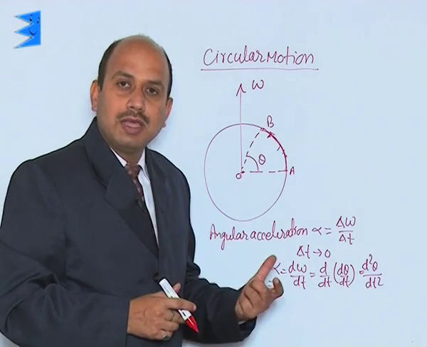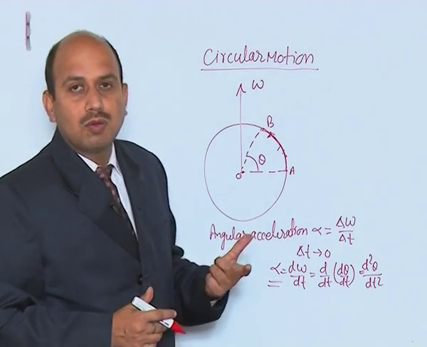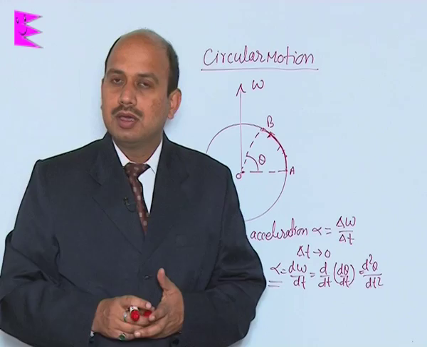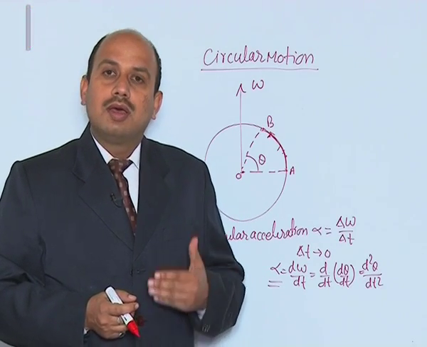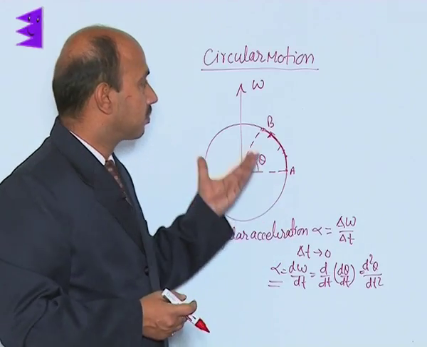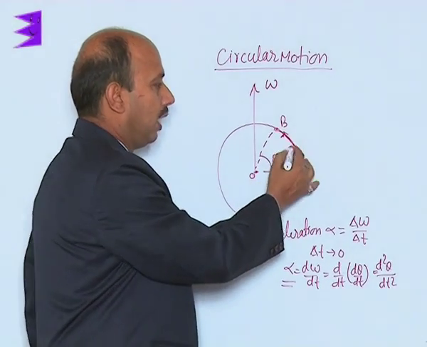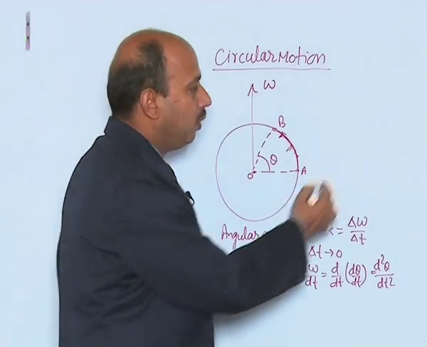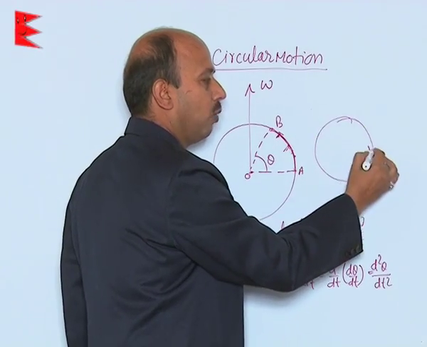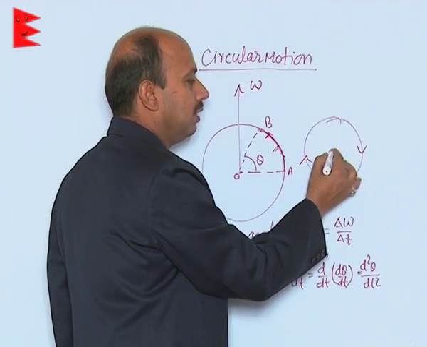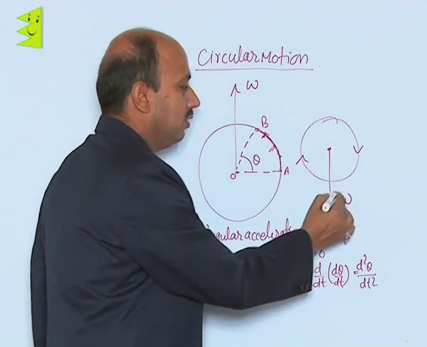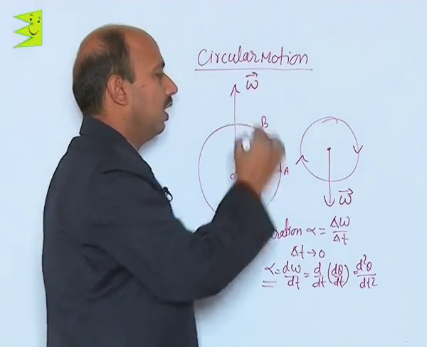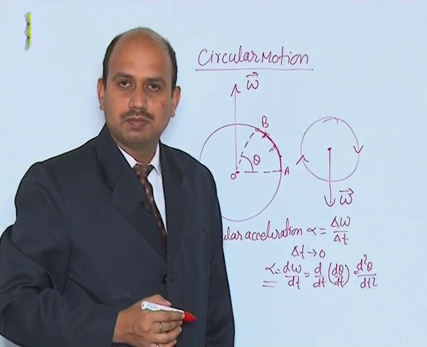So, angular displacement, angular velocity and angular acceleration are vector quantities. Their directions are given by the right hand rule. As I have shown here, this is for the anti-clockwise direction. If we take the clockwise direction, where the body is moving like this, in that case the angular velocity will be in the opposite direction.